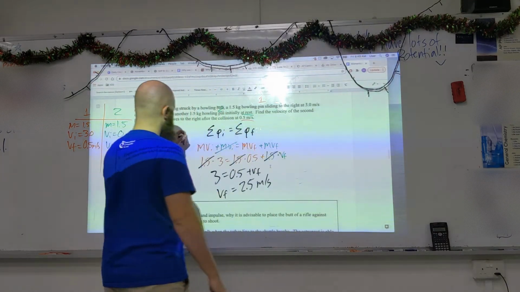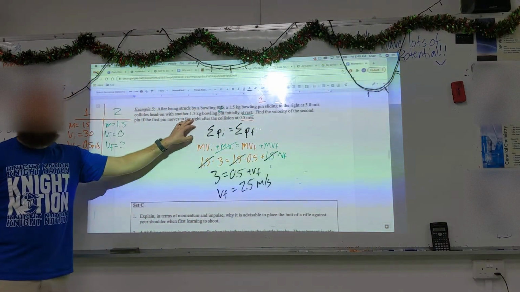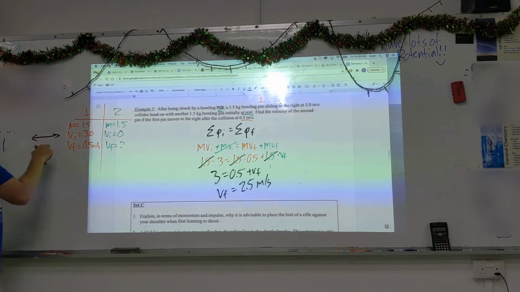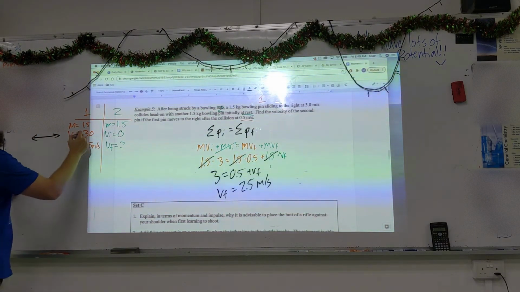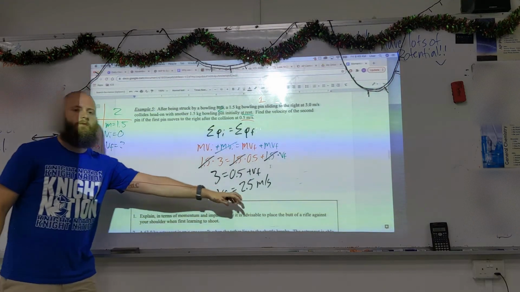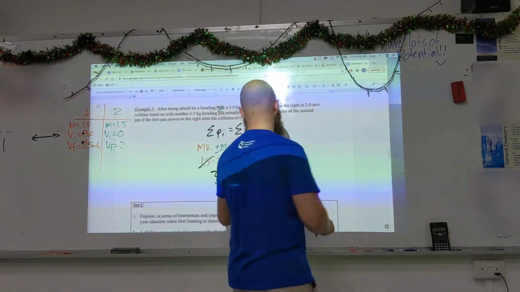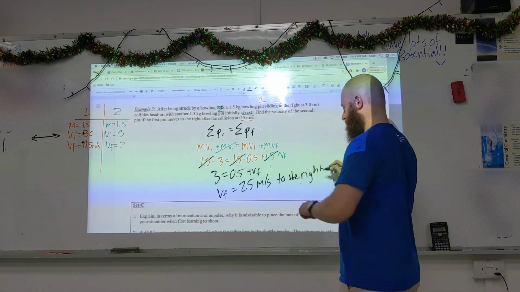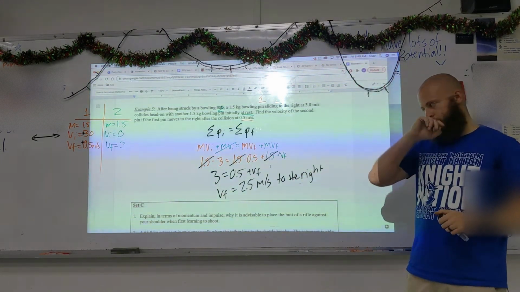You notice I actually kind of forgot about my direction. So let's go back. I have left and right, so let's make right positive, left negative. This is positive, positive. That's just 0. So this is also positive. So it's 2.5 meters per second to the right. Okay?